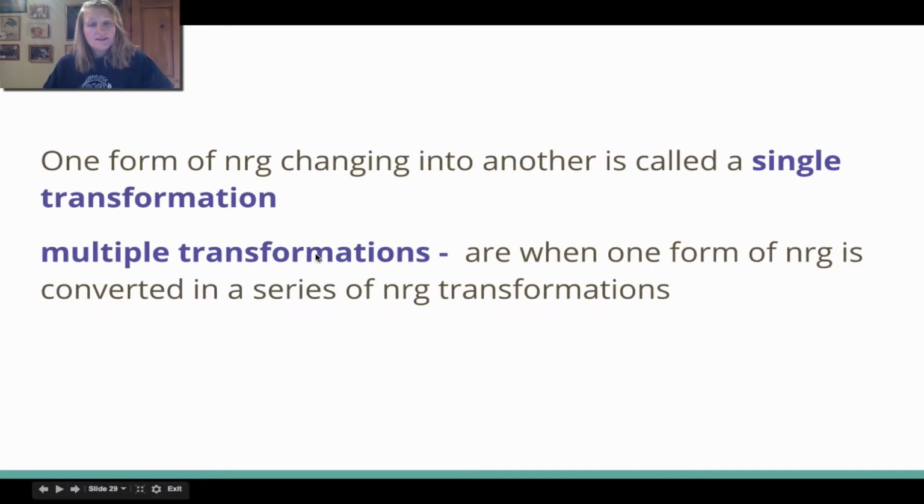There can be a single transformation, and all those examples in that last chart were examples of a single transformation, where one form of energy changes into another form of energy. Or you can have multiple transformations, which is when one form of energy is converted into a series of energy transformations. So you start with one, and then a whole bunch of different transformations occur. At the end of this slide, we will look at an example similar to the one that I started this talk on.